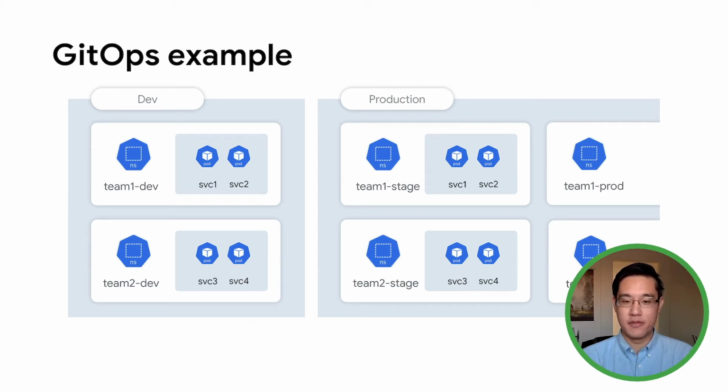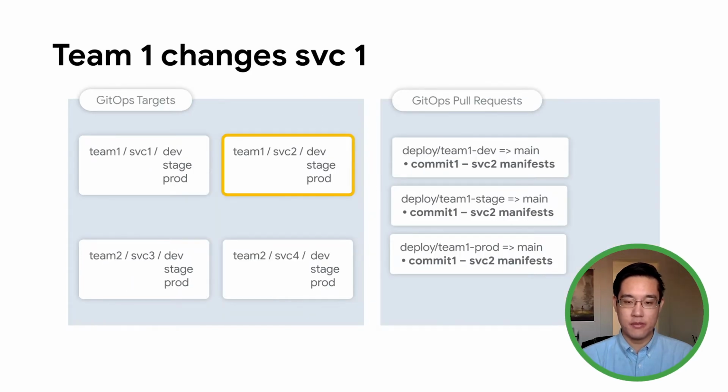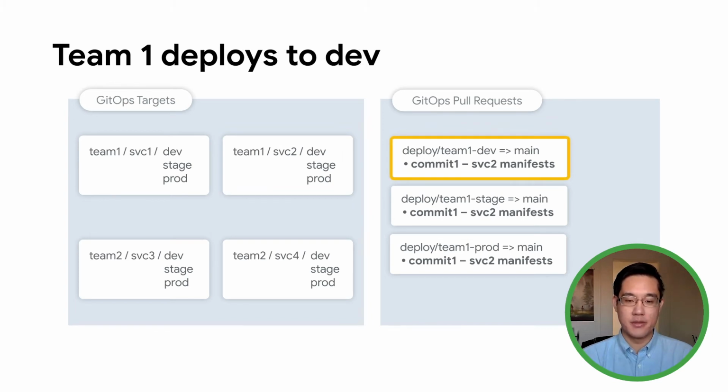To illustrate the practical usage of this, let us first consider two teams. They both have some number of services deployed simultaneously to some namespace. Team 1 first introduces a change to Service 2. This in turn updates Service 2's GitOps targets and creates deploy PRs for configured environments. Team 1 decides to deploy to dev by merging the dev deploy PR. The other deploy PRs remain open.